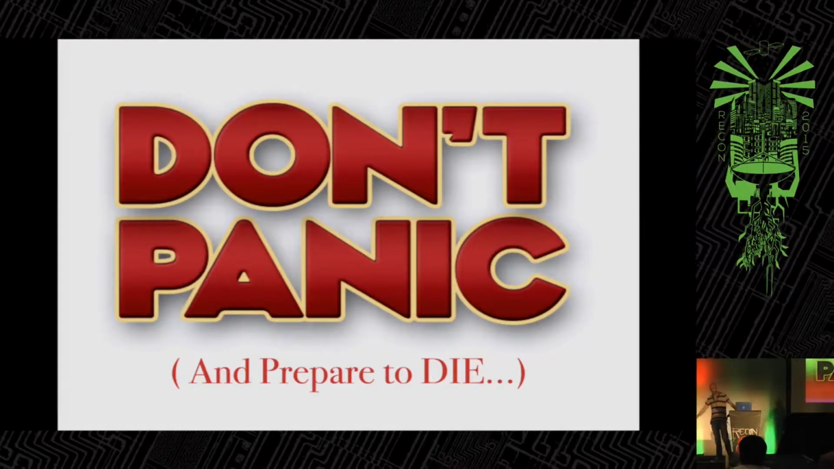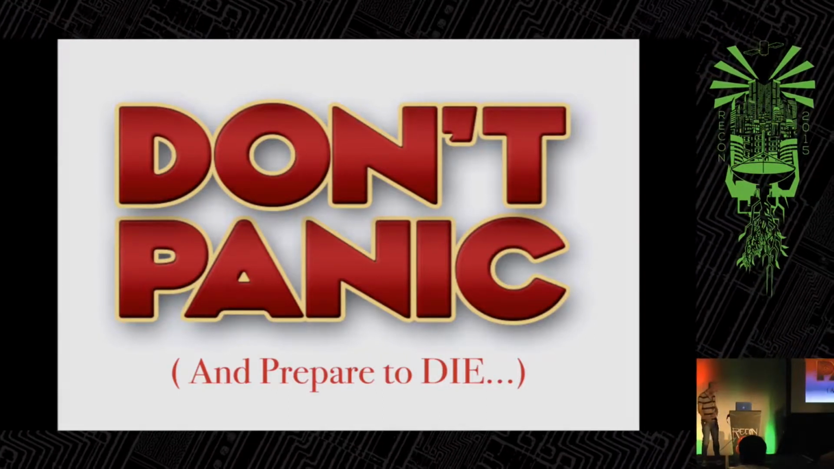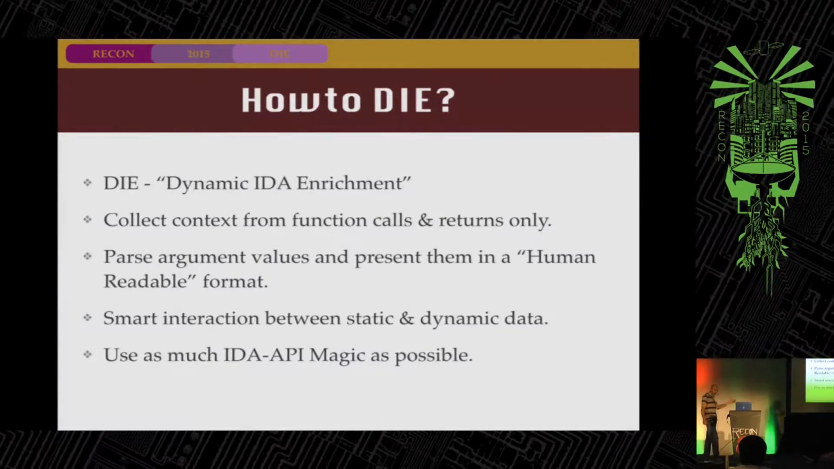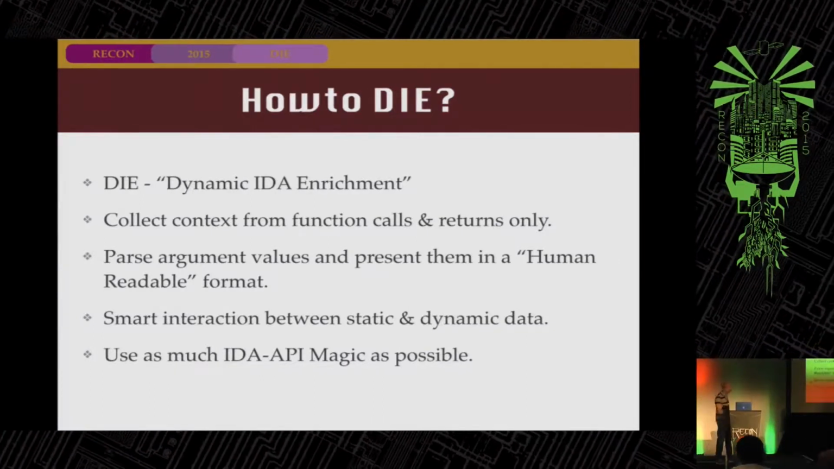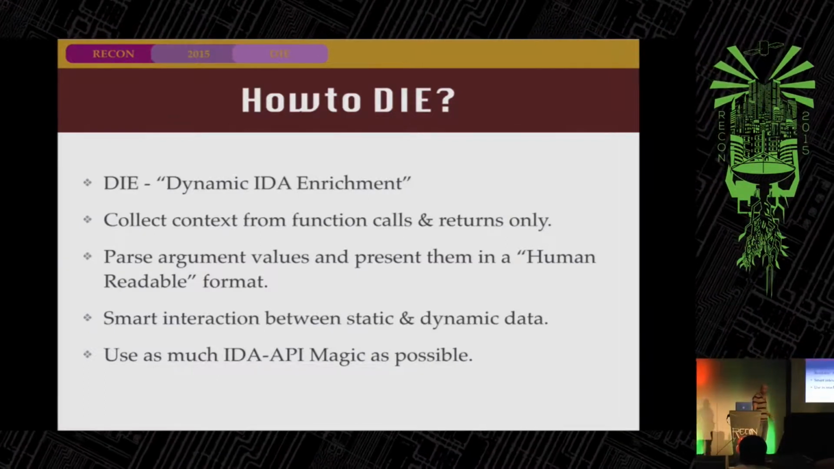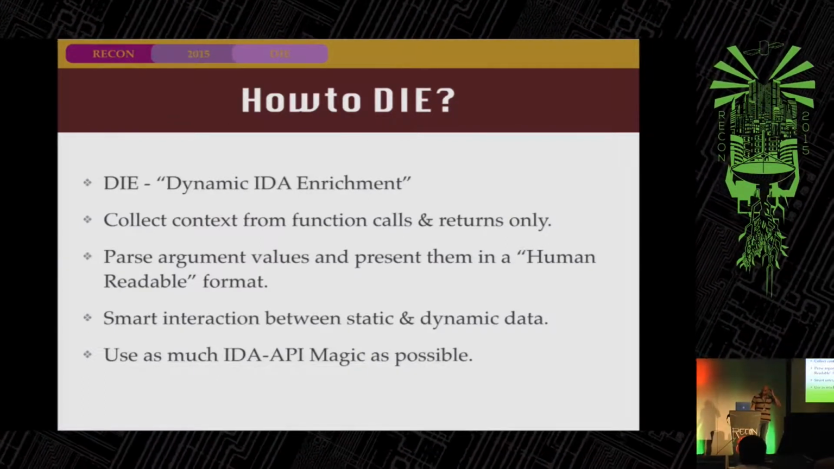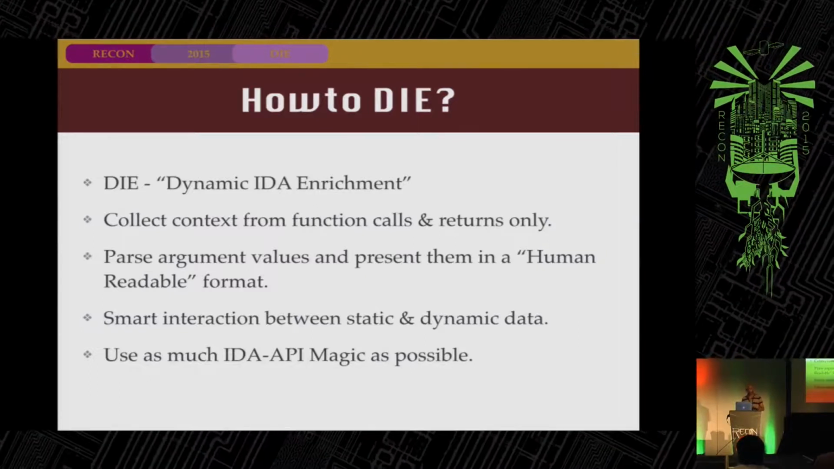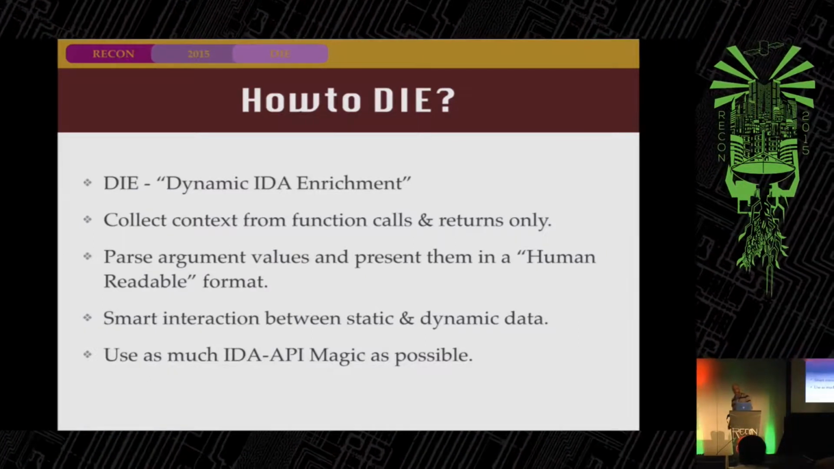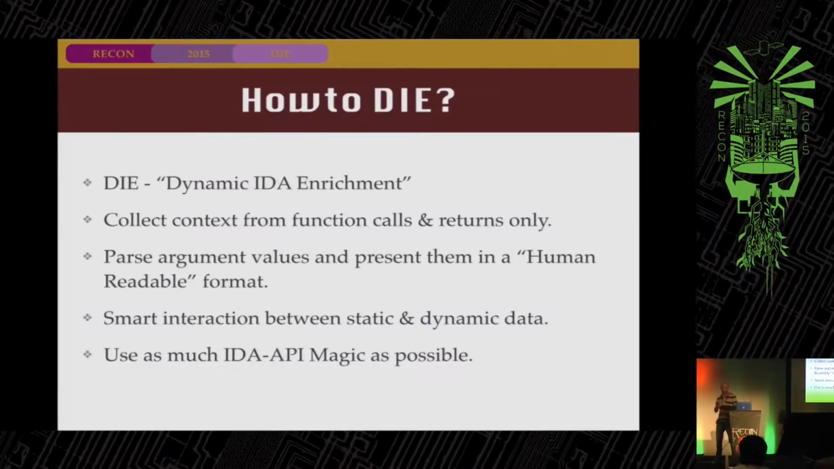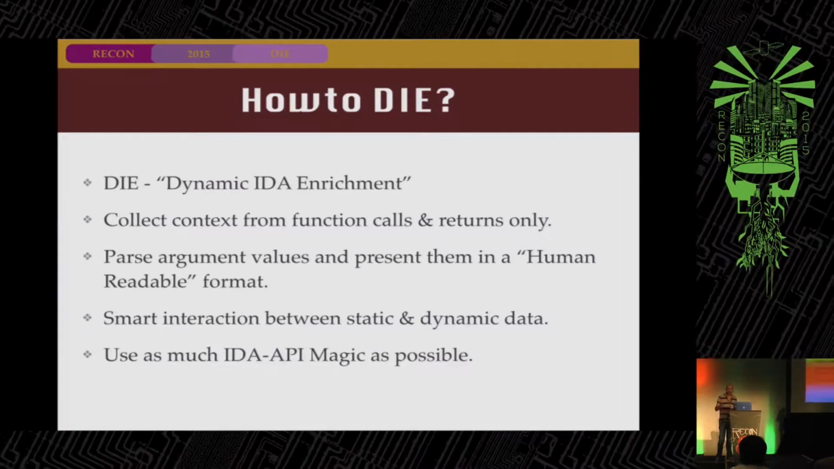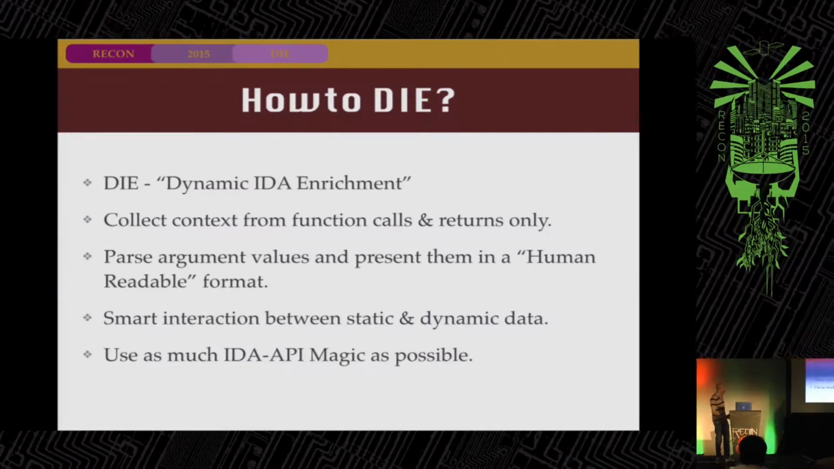So I hope you are prepared to die. DIE is the plugin that I designed to solve this problem. It's called DIE because it's a Dynamic IDA Enrichment framework. What it does is take a very similar approach to the one Funcap did. It collects context from function calls and function returns. And once those raw values come back to me, I try to parse them in some kind of human-readable way. That's the best definition I can find for it.